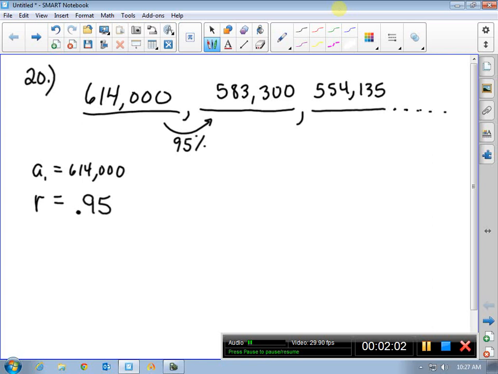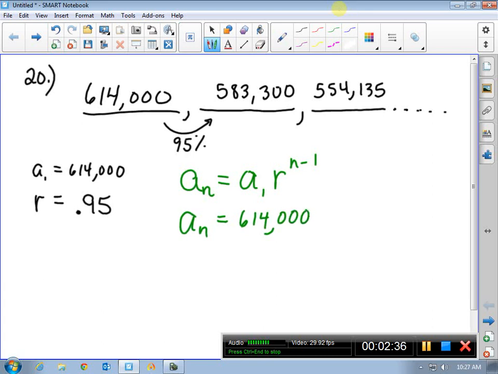Exactly. Okay. So the first part says, write a formula, part A, to represent how much money would be earned in the nth week. So I'm looking for A sub n. A sub n for a geometric sequence is A1 times r to the n minus 1. So all we need for that any week equation is A sub n equals A1, and then show that we're doing 0.95 to the n minus 1.